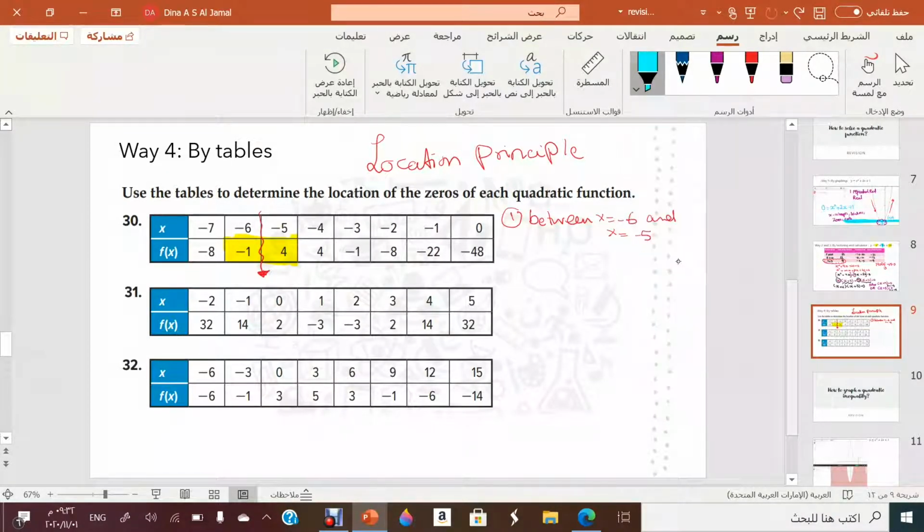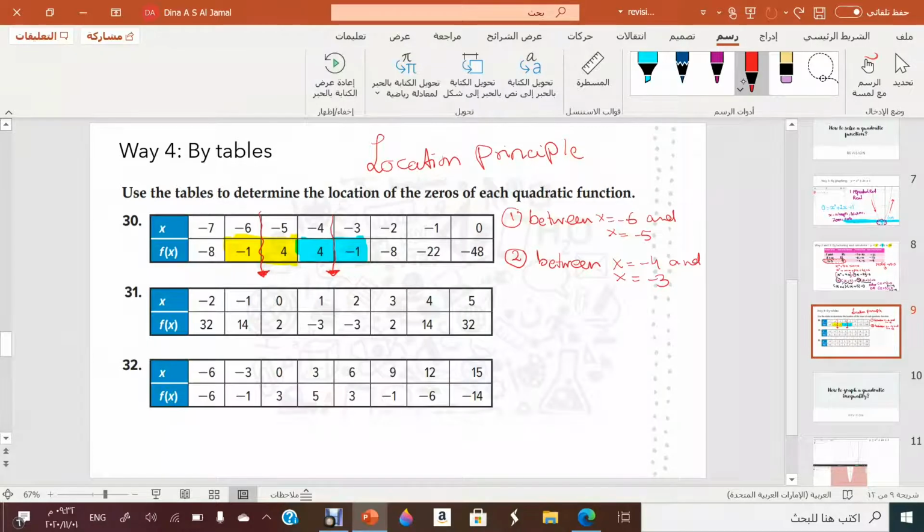Now let's keep going. You are having 4 and 4, it is positive. Then 4 and minus 1, negative. Change of the sign. Now continue, minus, minus, minus, nothing changed. That means you are having a root here. So the second root should be for you between x is equal minus 4 and x is equal minus 3.